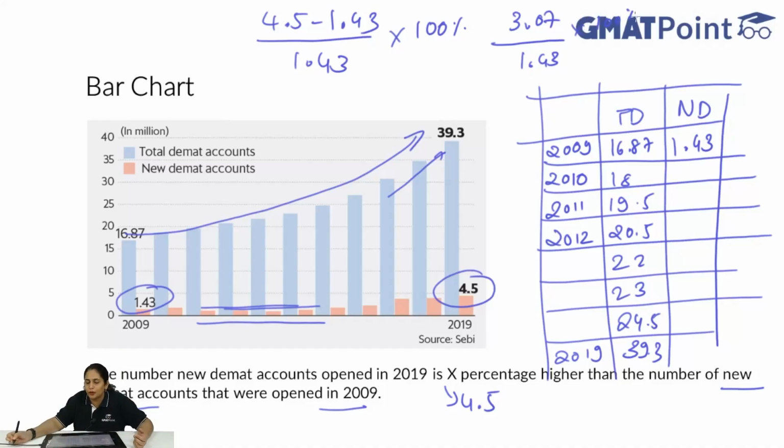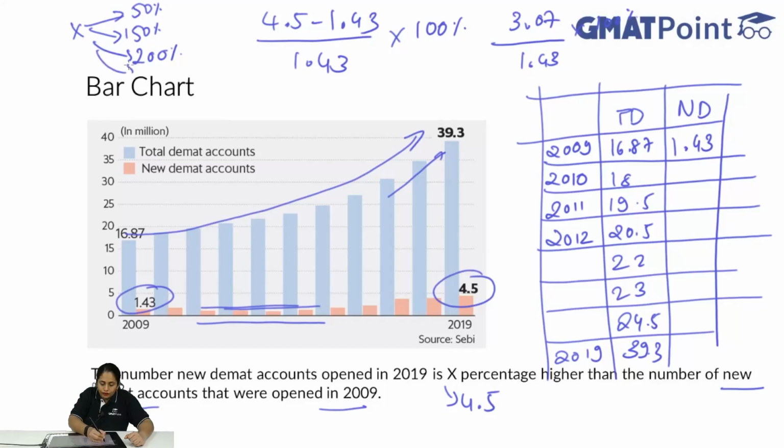1.43 twice is 2.86. 3.07 is greater than 200 as such. So this increase, this percentage, is higher than 200%, roughly between 200% and 220%. So if x is given and in the drop down we are given values, for example, 50%, 150%, 200% and 250%. Which value is closest to our required value?